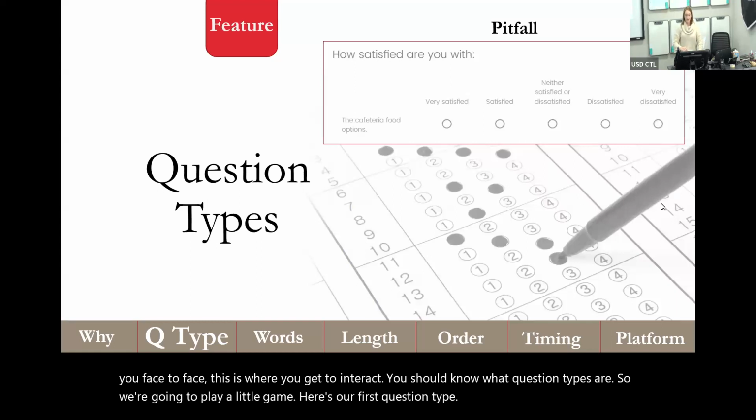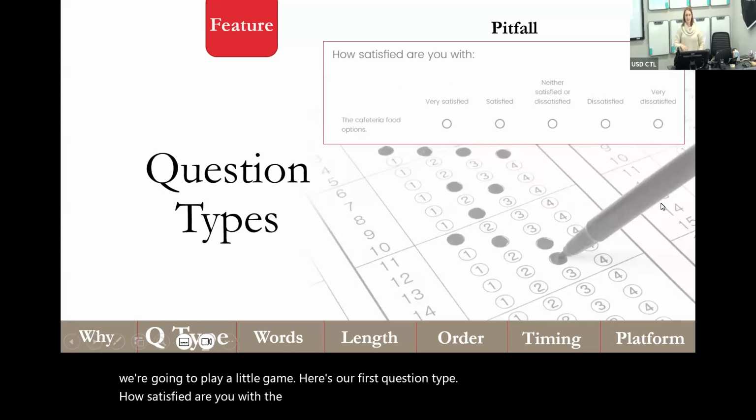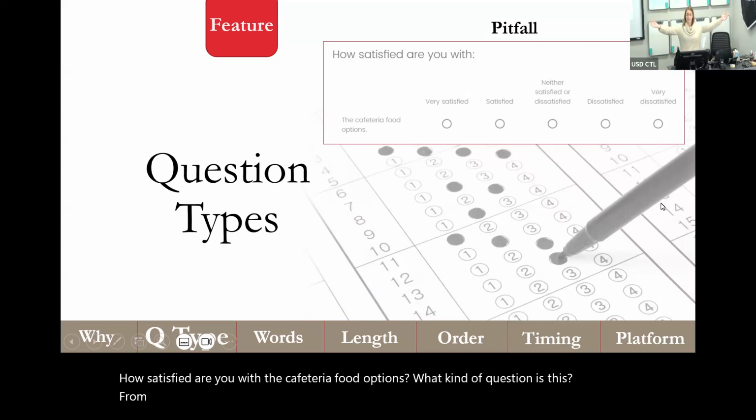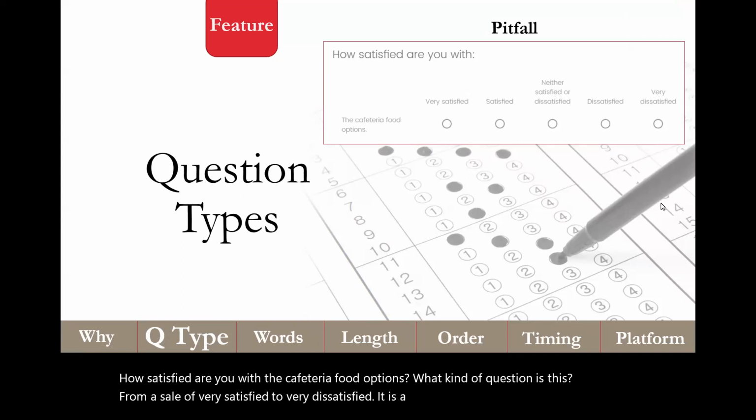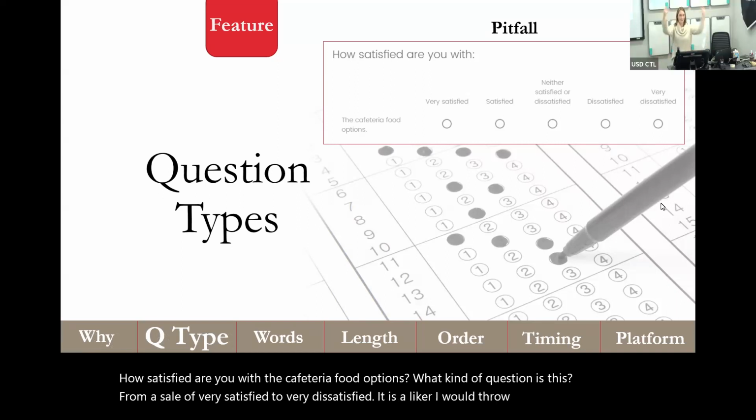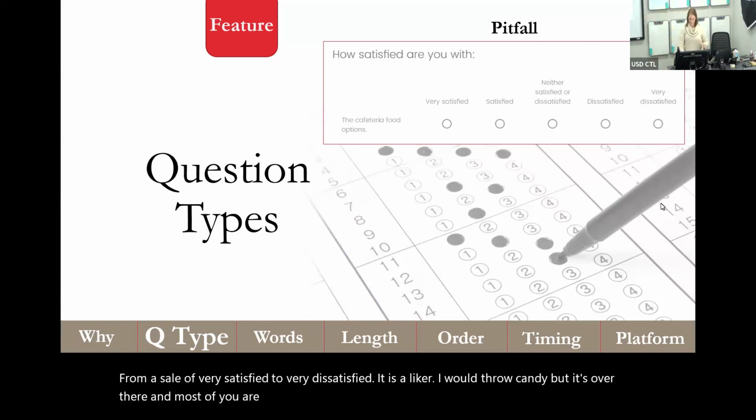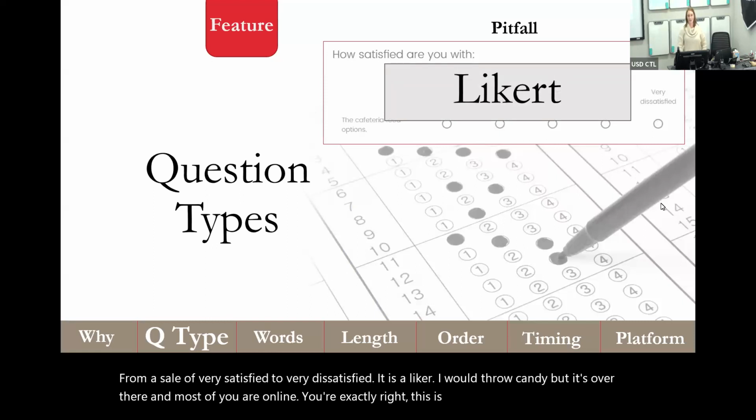How satisfied are you with the cafeteria food options? What kind of question is this? From a scale of very satisfied to very dissatisfied. It is a Likert. I would throw candy, but it's over there and most of you are online. You're exactly right. This is a Likert scale question.